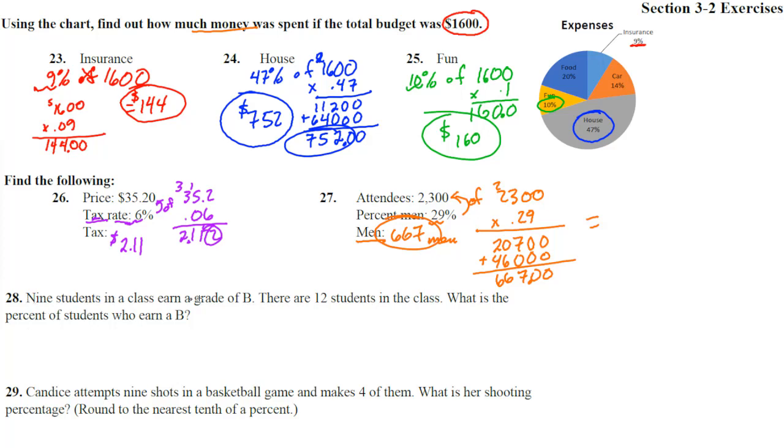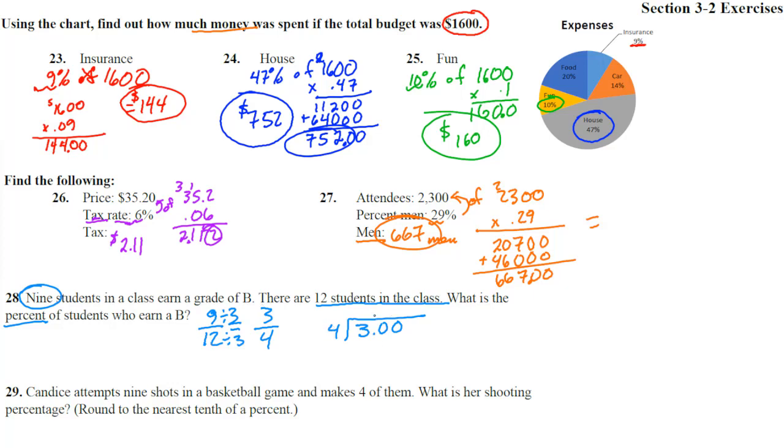Okay, number 28. 9 students in a class earned a grade of B. So that's how many we have. There are 12 students total in the class. What is the percent? If it's asking for the percent, we're going to be dividing. We're going to do 9 out of 12. We're going to change this into a percent. Now, in this case, 9 out of 12, this is the same as divided by 3, divided by 3, 3/4. This is 3/4 that we're changing into a percent. So we take 3 divided by 4. And again, you could do 9 divided by 12. It's just a little bit bigger numbers.